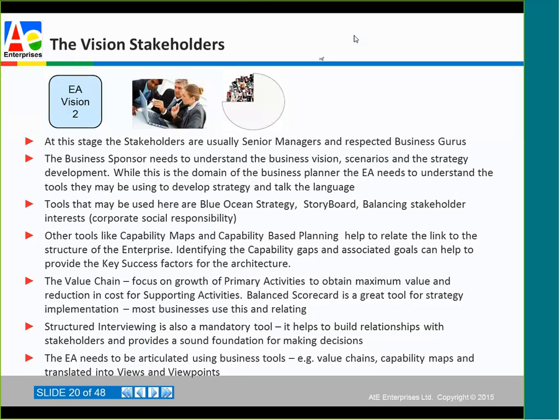They help us to relate to the structure of the enterprise. What we're going to have to do is learn to identify capability gaps and associated goals, and these will help us to provide key success factors for the architecture. Now, we can't stress enough how important these are for the business to get to grips with. Not just a tool, several different techniques. These will make all the difference at that time.